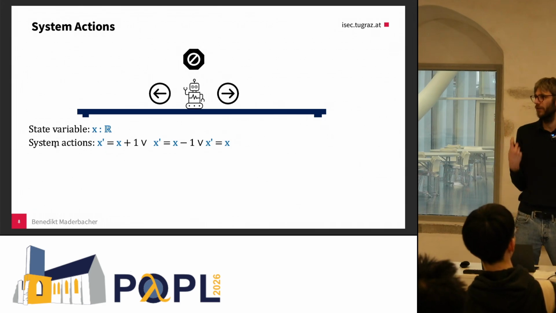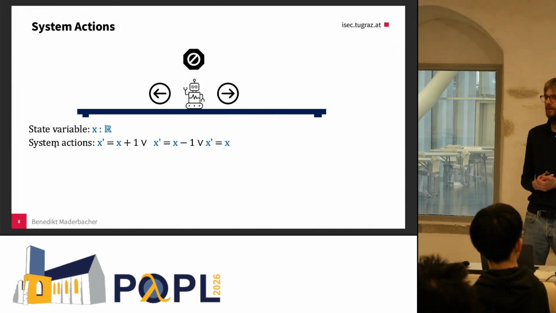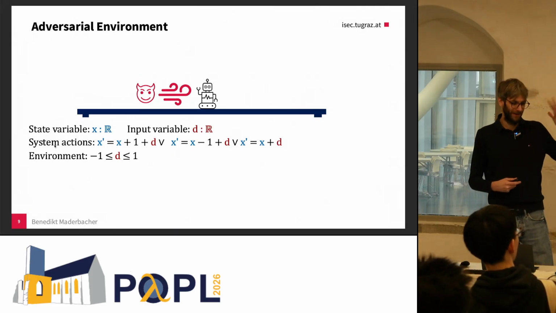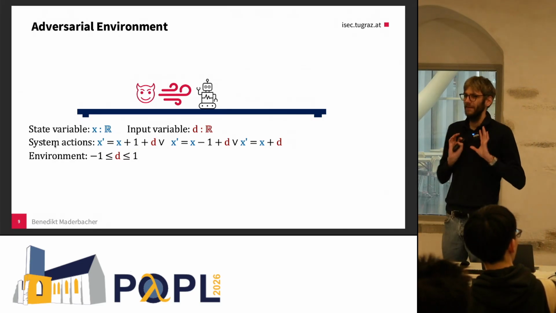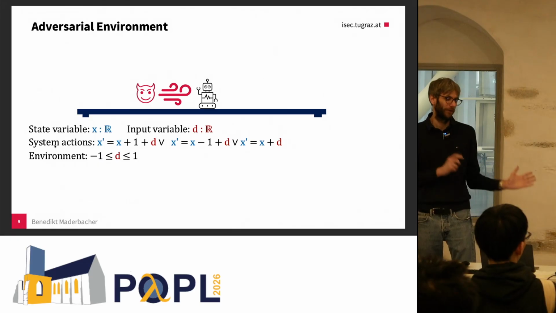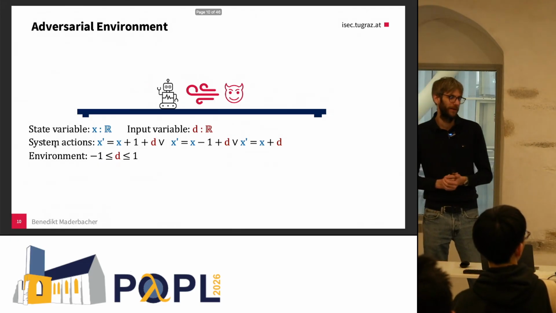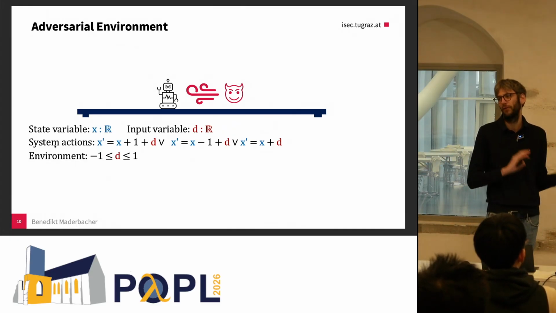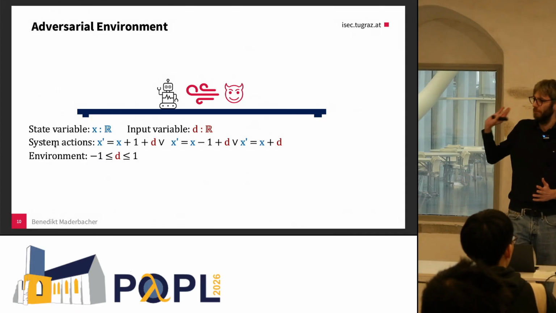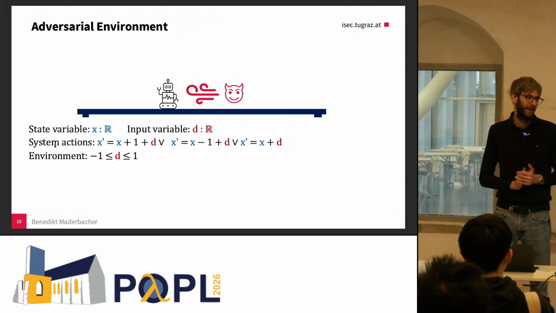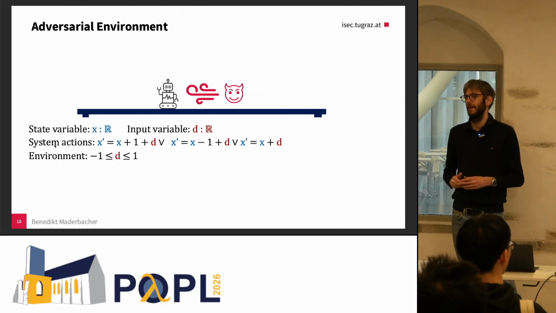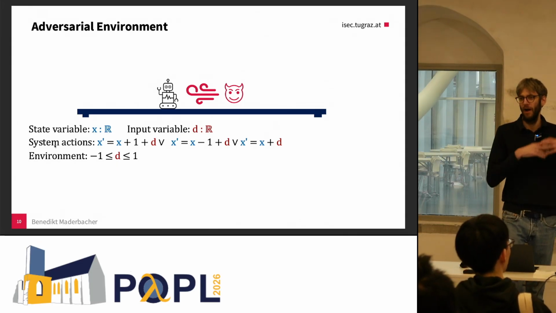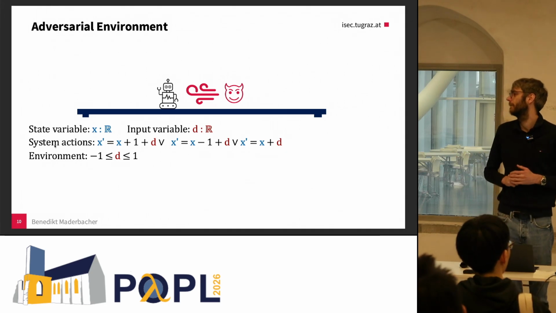Now I also said there is some interaction with an environment, so let's add some adversarial environment to that. We have this little daemon here that is trying to push the robot around. It can push it in one direction or the other, and it can choose any value between -1 and +1 for pushing it. This might also be some fractional value, which results in an infinite state system. So now we have the options for how the system can behave and how the environment can behave.